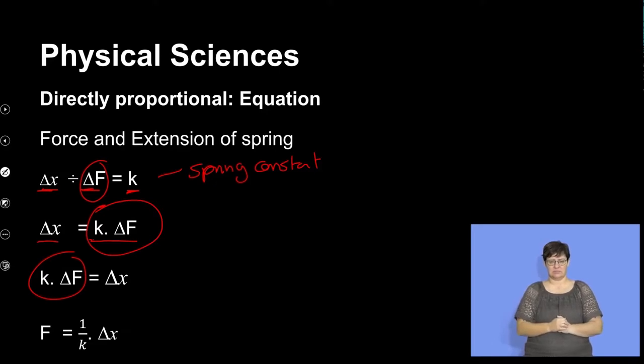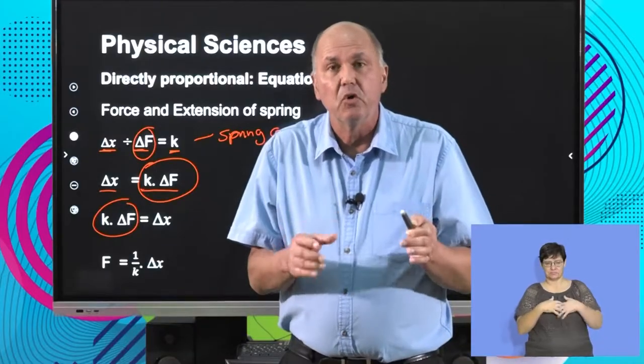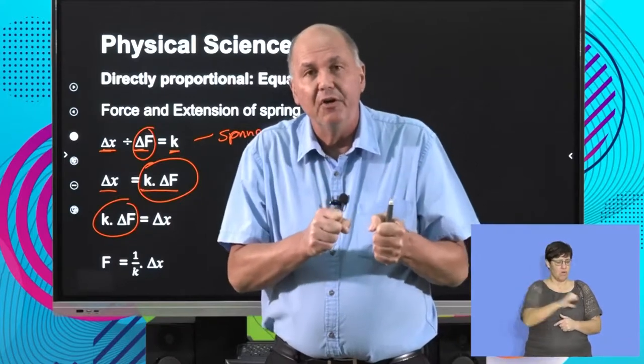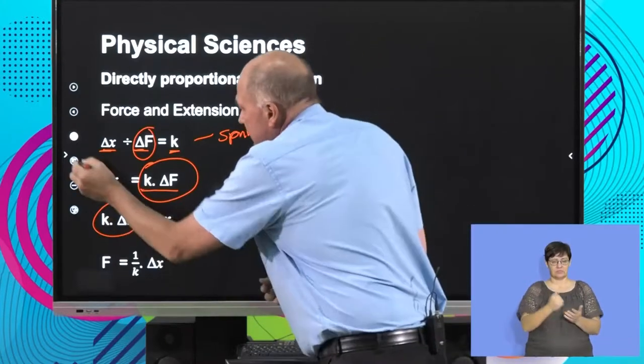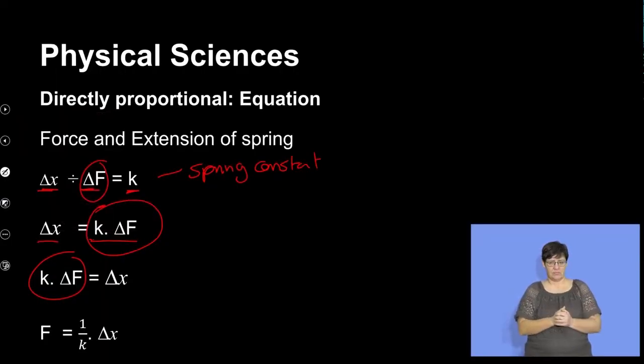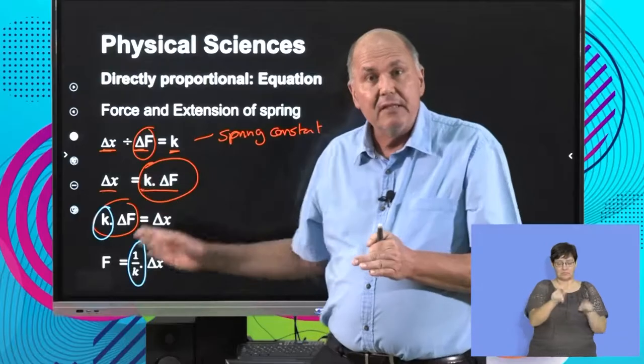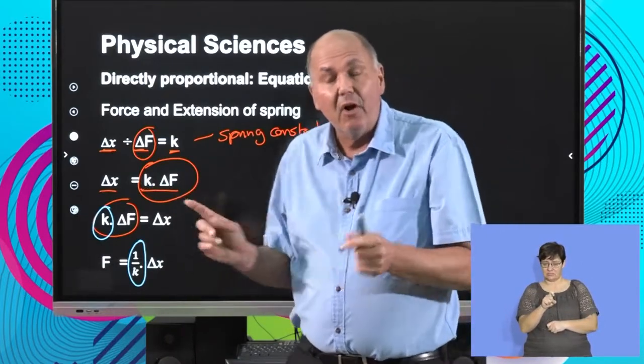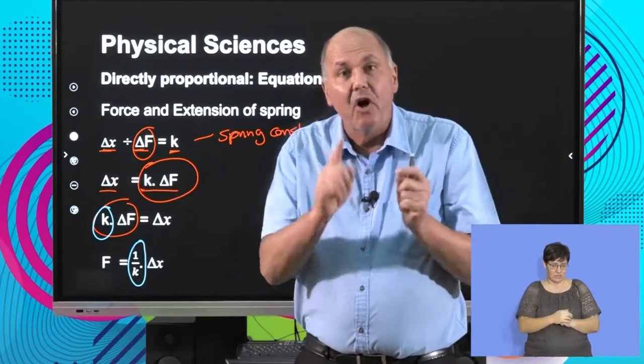But guys, I really want to be able to solve for what force is going to cause a certain extension. So if I want to know force on its own, I'm going to have to take the k that I originally had and divide both sides by it, and I'll get a 1 over k there. Now, if the equation is written like this, f is equal to 1 over k times delta x, then what I need you to understand is that it's not the gradient.